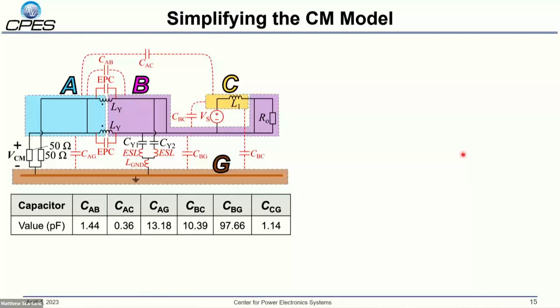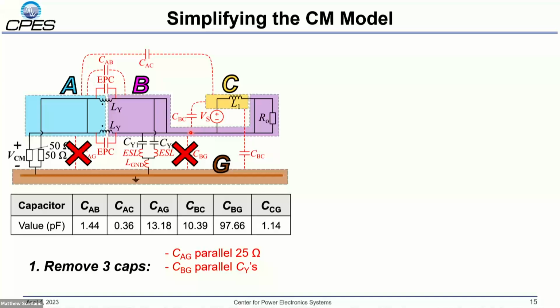So we can use these measured values to actually simplify our common mode model. We can remove 3 couplings which have very minimal impact on the measured common mode noise. The coupling from area A to ground is in parallel with the low impedance of our noise measurement. And because this is in the range of picofarads, it has no impact on the conducted noise.